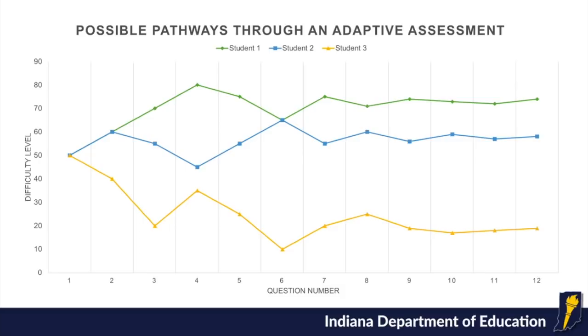You can see that all 3 students enter at a medium difficulty level. From there, the algorithm begins to adapt the difficulty of items based on performance. So if the student answers correctly, then they proceed to a more difficult question, and if they answer incorrectly, they move to easier questions. Notice that a pattern begins to appear with all test pathways after about item 8. Each line begins to level out.